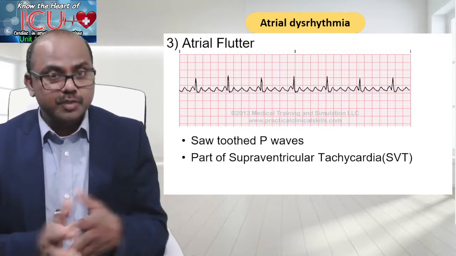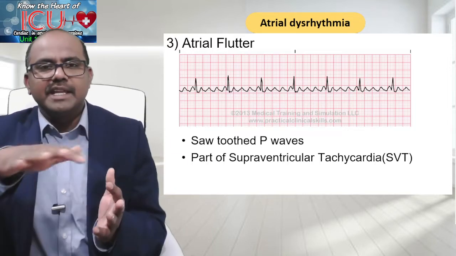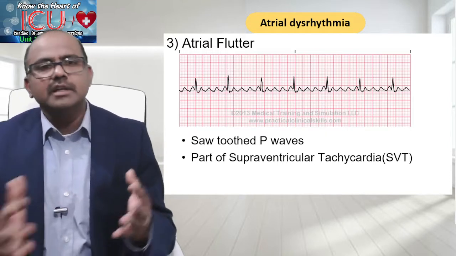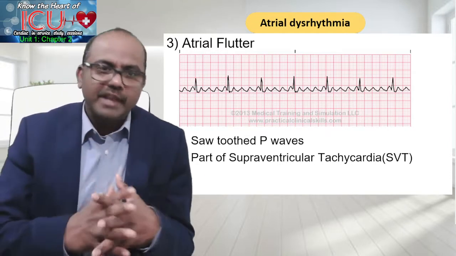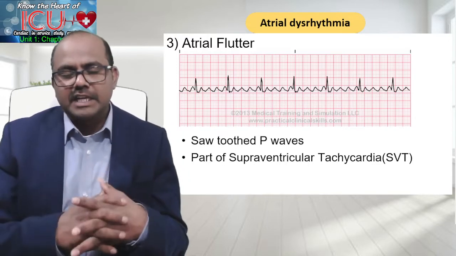Or it can be 5:1. Or sometimes it can be varying conduction. So atrial flutter, 3:1 flutter, 2:1 flutter, 4:1 flutter, or flutter of varying conduction. That's how we classify that.